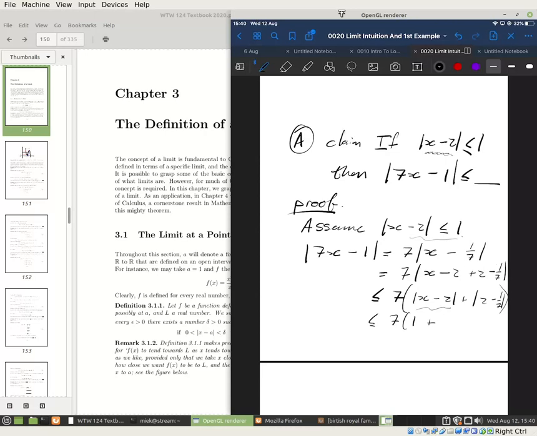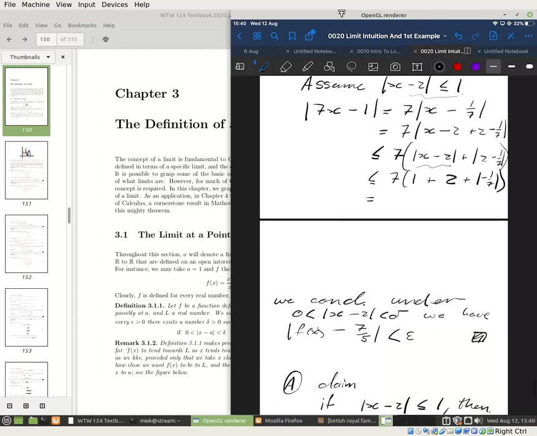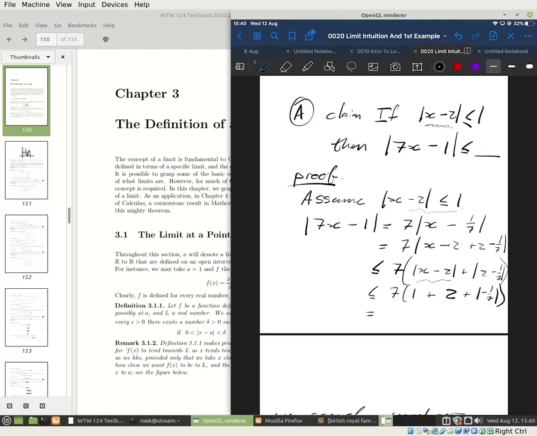So this thing is 7 times 1 plus 2 minus 1/7. Let's write it this way. In fact, what can we do? Let's apply the triangle inequality again. So this is the same as |2| plus |-1/7|. And |-1/7| is less than 1. So this thing is less than or equal to 7 times (1 plus 2 plus 1). That is 4. And that is 28.